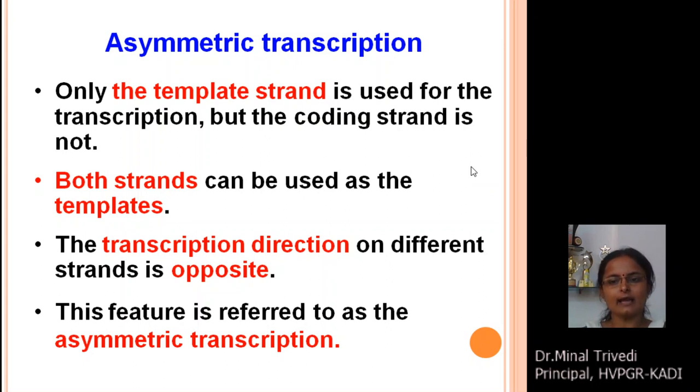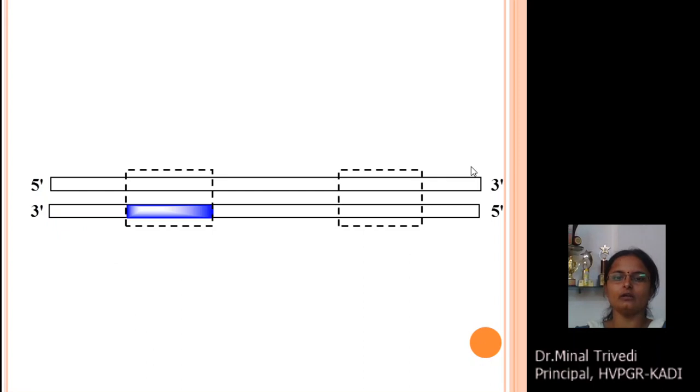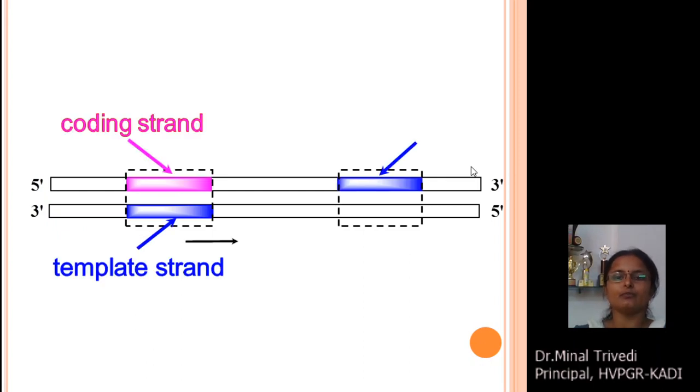So transcription direction on the different strands is opposite, and this particular feature is known as asymmetric transcription. You can see in the next picture two regions. Concentrate over here: the lower strand is the template, the upper strand is the non-template. As we have studied, the non-template is known as the coding strand, the lower one is the template, and complementary to that RNA synthesis takes place.